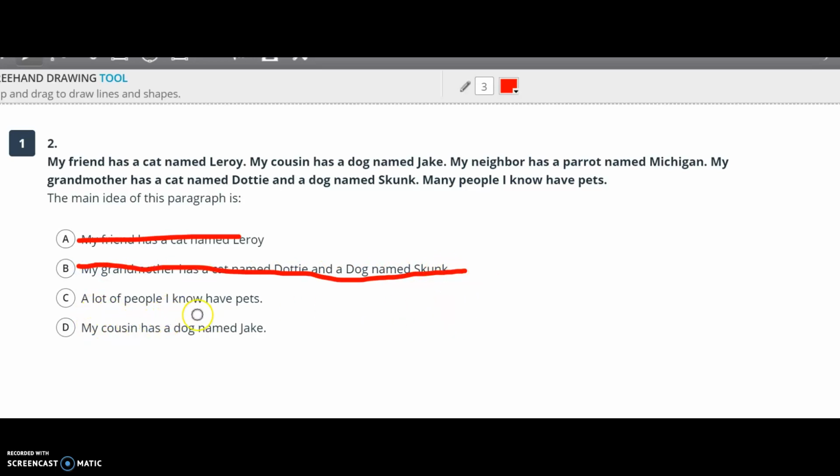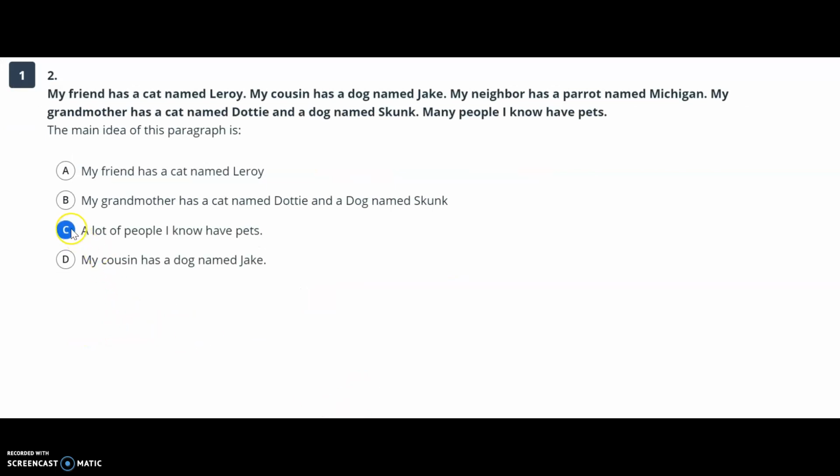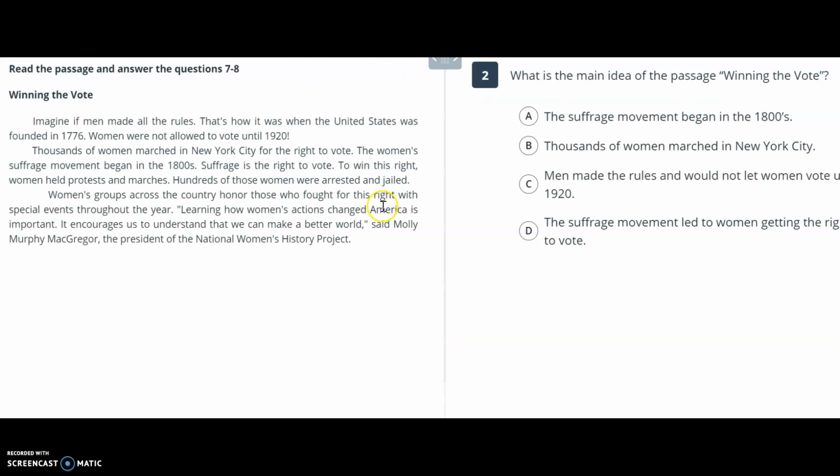C, many people I know have pets. That is true. That would describe the grandmother, that would describe their neighbor, that would describe the cousin and the friend. That's the whole passage. So that one's looking good right now, but I'll keep going. D, my cousin has a dog named Jake. Nope, that is a detail. Please choose C for our main idea and move on to number 2.